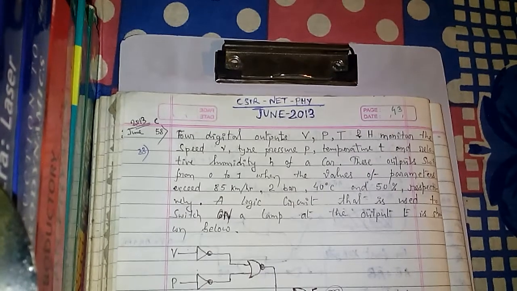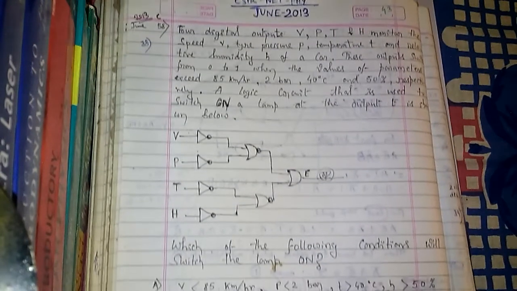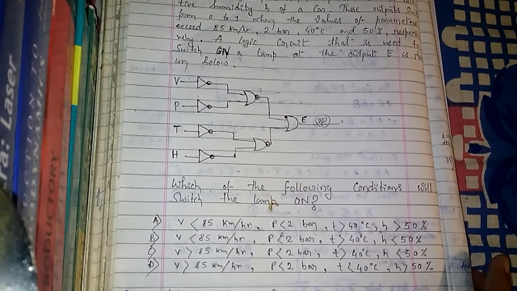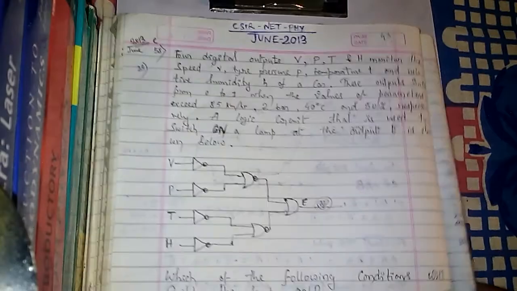Today we have a problem from June 2013, part C from Digital Electronics. It looks to be a very lengthy and very big problem, but actually the problem is not big. What you have to do is a lot of reading to understand this problem, and that's why I will read out the problem for you.